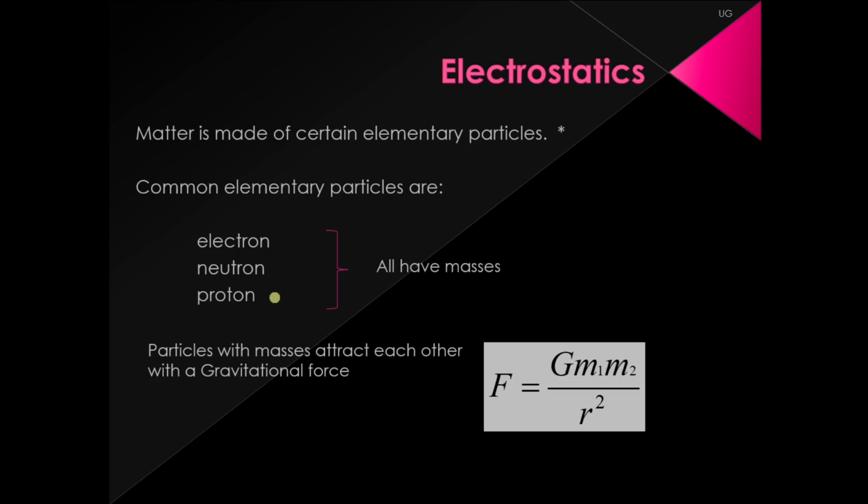All these elementary particles have masses, and people knew that particles with masses attract each other with a gravitational force given by F is equal to G m1 m2 upon r square, where m1 and m2 are masses of particles, G is the gravitational constant and r is the distance between the two particles.